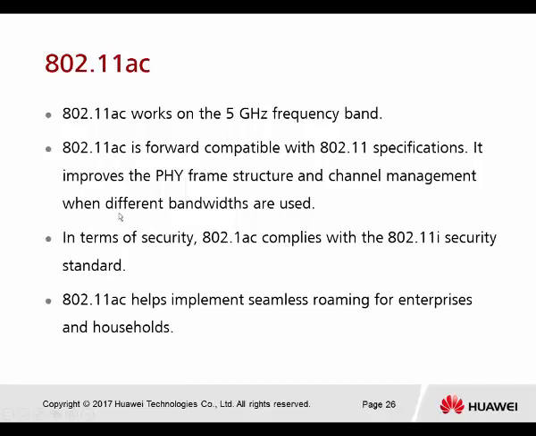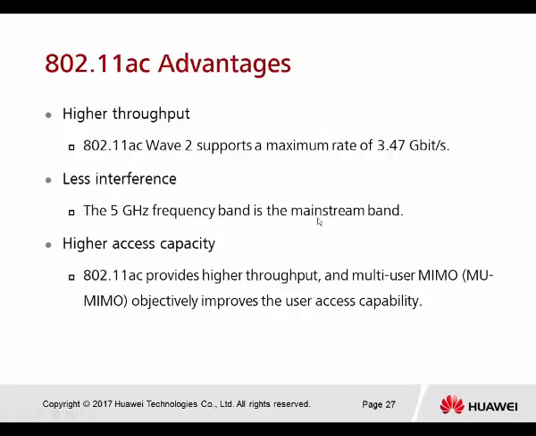So in terms of security, 802.11ac complies with the 802.11i security standard. So it helps to implement seamless roaming for the enterprise and households. The 802.11ac Wave 2 supports a maximum rate of up to 3.47 gigabit per second. With this version, the 5 GHz frequency band will cause less interference, and it has the highest access capacity.